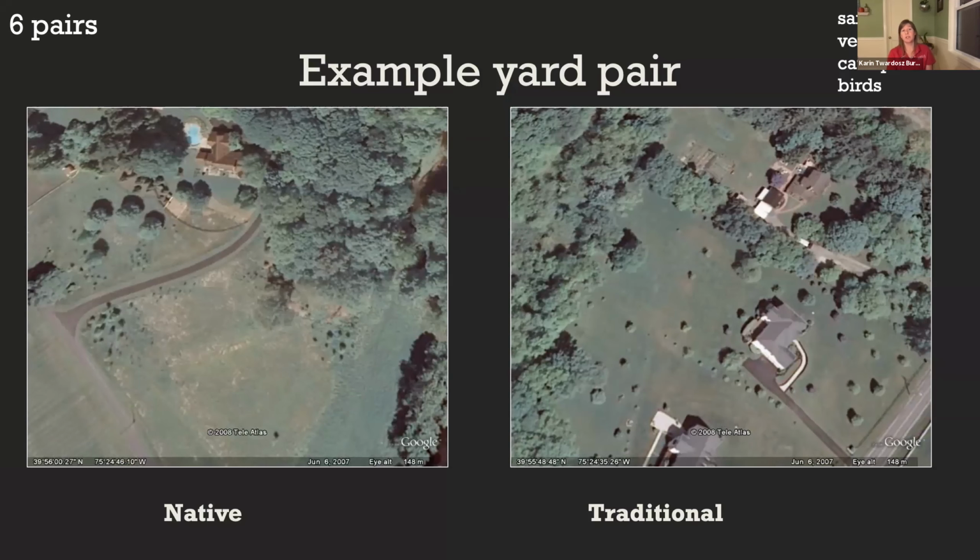So I looked at this question for my undergraduate thesis back in 2007 and compared two properties, 6 pairs of 2 properties apiece that were either landscaped with native plants or a more traditional mix of lawn and non-native understory plants, but a native canopy. And so I matched the amount of biomass between these landscapes fairly well, and then sampled them for vegetation, caterpillars, and birds.